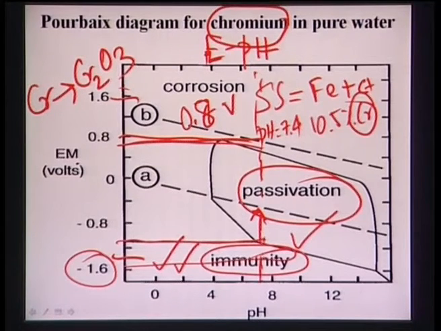The other thing that I want to tell is that all these data points, by which you are identifying whether it is the immunity region, passivation region, or corrosion region, are based on experiments in water. But your simulated body fluid is not a pure aqueous environment. It contains several salts like sodium chloride, calcium chloride, potassium chloride. And if you want to simulate closely the in vivo condition, then it also contains protein molecules like serum protein and so on.